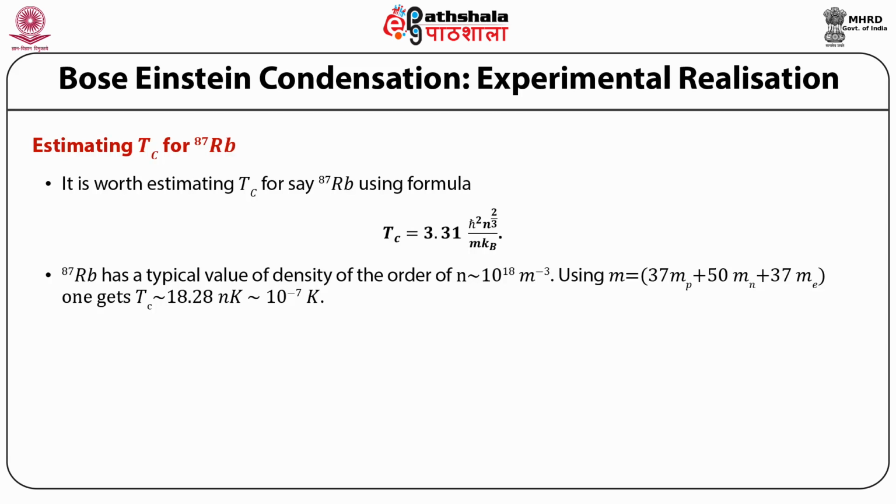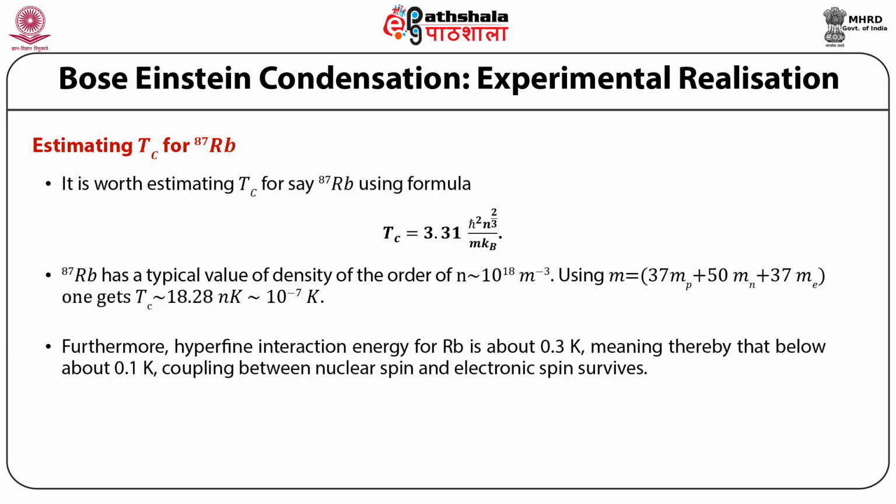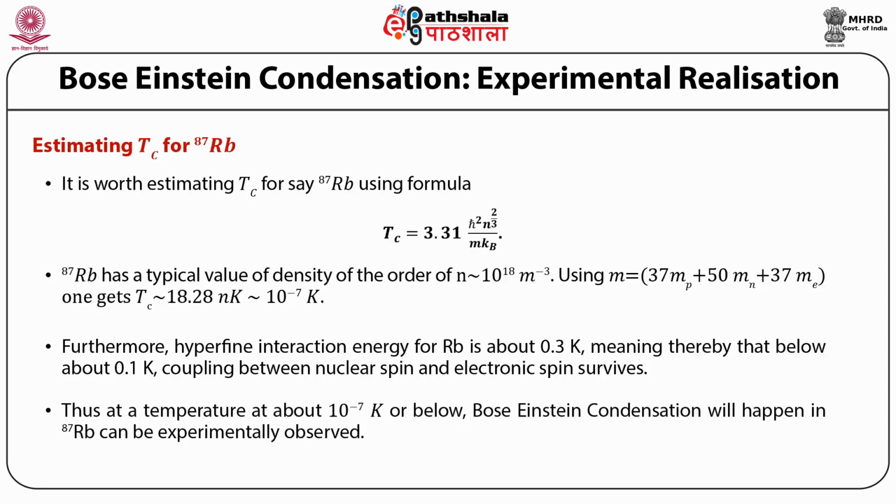Furthermore, hyperfine interaction energy for rubidium is about 0.3 Kelvin, meaning thereby that below about 0.1 Kelvin, coupling between nuclear spin and electronic spin survives. Thus, at a temperature of about 10 raised to power minus 7 K or below, Bose-Einstein condensation will happen in rubidium 87 and can be experimentally observed.